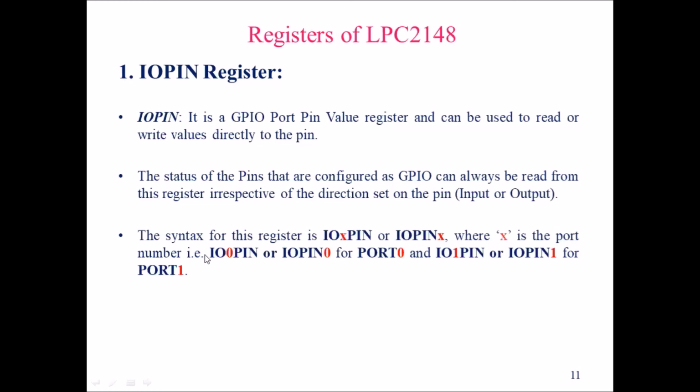Port number means, if you are making use of port 0 in the microcontroller, then it should be represented as 0. Otherwise, if you are executing this instruction in port 1, then X should be 1. So here you can see IO0 pin, or you can also represent it as IO pin 0. So there are two ways to represent this instruction. One is IO0 pin. Another is IO pin 0 for port 0, and IO1 pin or IO pin 1 for port 1. So that is what the IO pin register means.